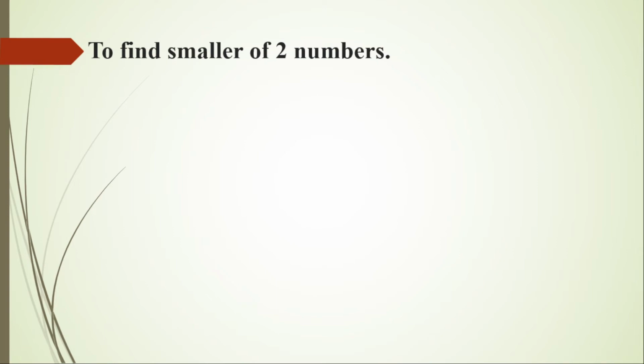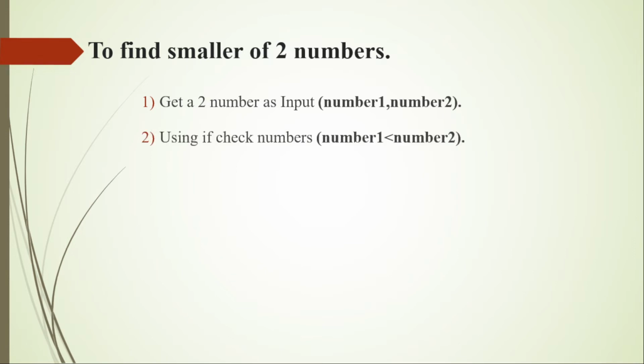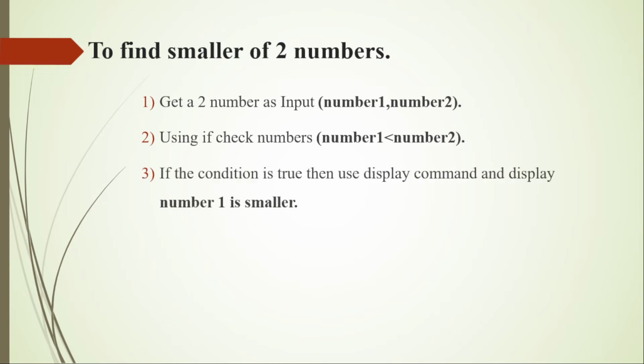Now we see a small example. To find the smallest of two numbers, first we need two numbers as input, number 1 and number 2. Then we use the if statement to check the numbers. Number 1 is less than number 2. If the condition is true, then we print number 1 is smaller. If the condition is false, we display number 2 is smaller.